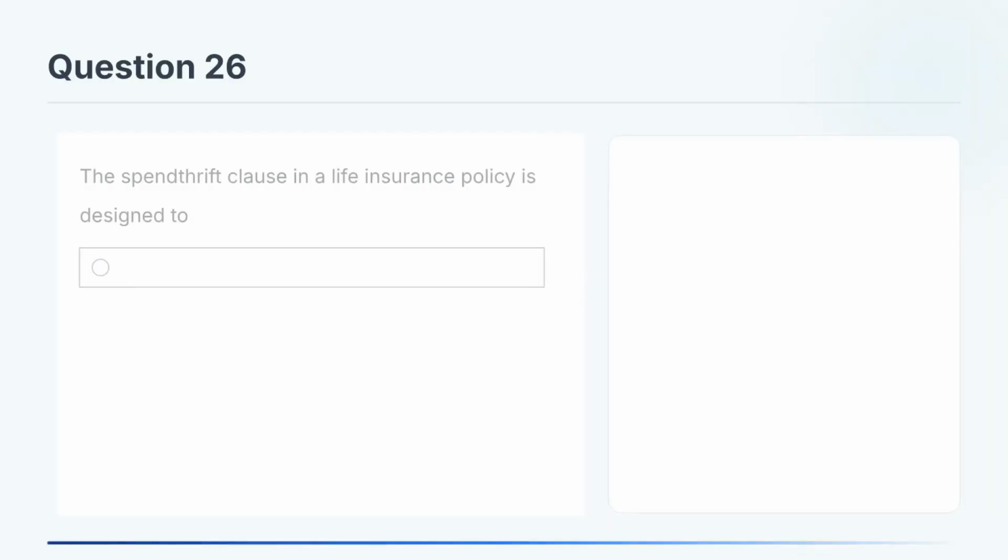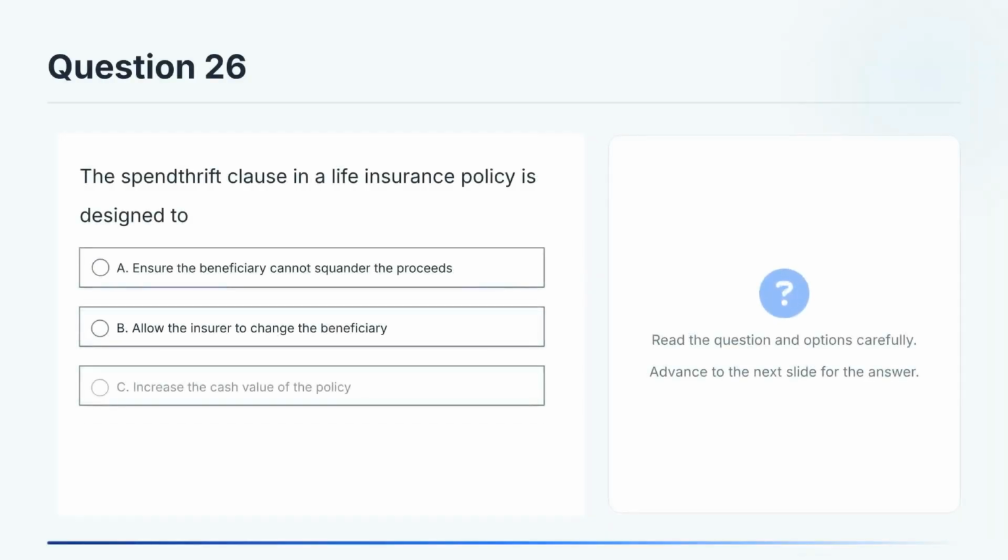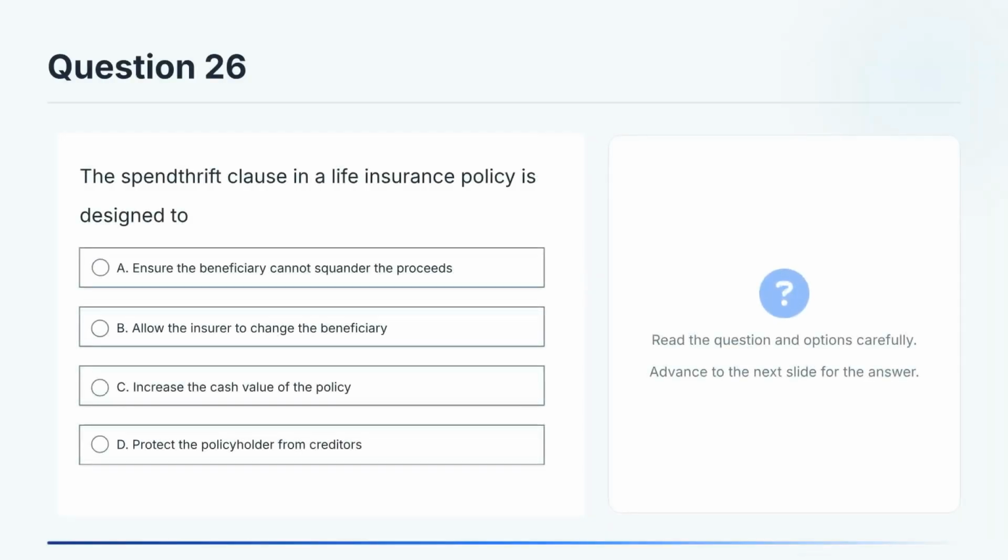Question 26. The spendthrift clause in a life insurance policy is designed to A. Ensure the beneficiary cannot squander the proceeds. B. Allow the insurer to change the beneficiary. C. Increase the cash value of the policy. D. Protect the policyholder from creditors.